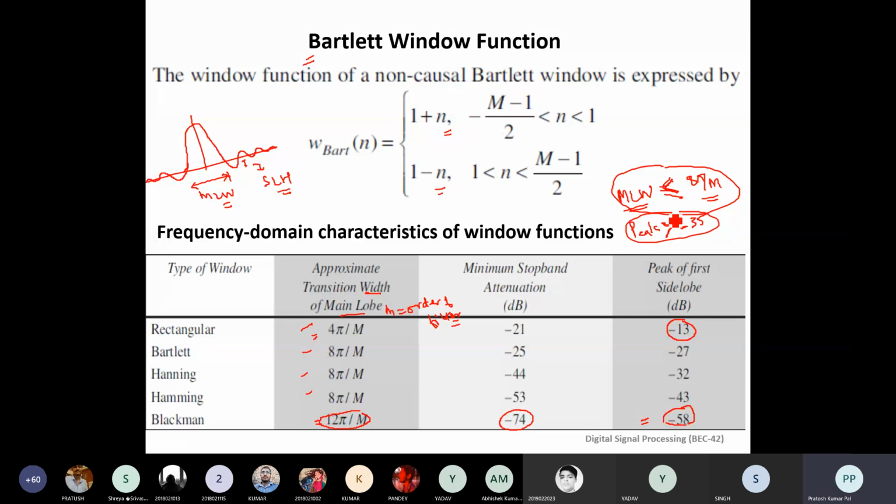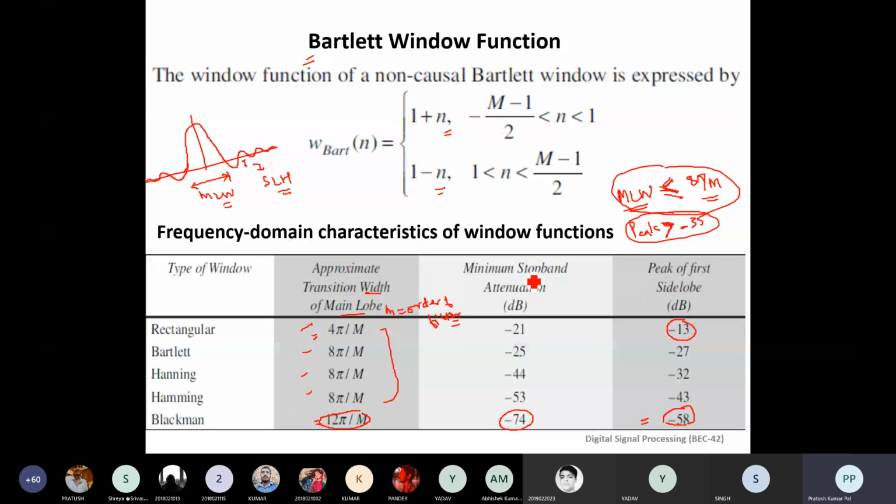In terms of the negative case, suppose we require a greater peak side lobe height, that is, a higher side lobe peak. If this is the case, then we have to satisfy these two conditions: either it is equal to or less than 8 pi by M. So these are the four contenders.